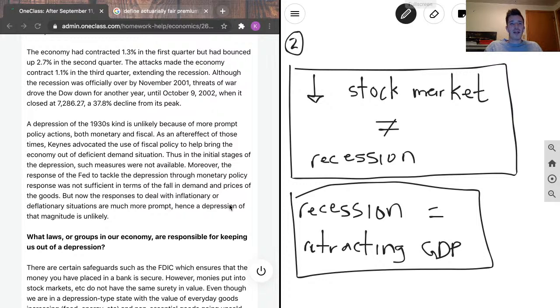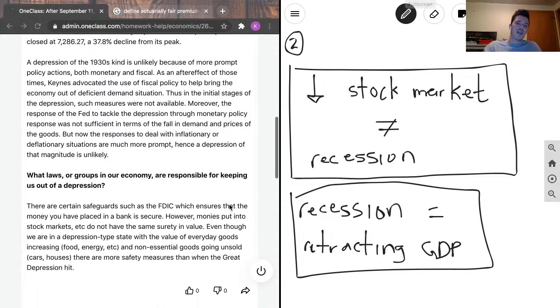The economy had contracted 1.3% in the first quarter, but it bounced up 2.7% in the second quarter. The attacks made the economy contract 1.1% in the third quarter, extending the recession. Although the recession was officially over by November of 2001, threats of war drove the Dow down for another year. The Dow is a stock market index in the United States, until October 9th, 2002, when it closed at 7,286.27, a 37.8% decline from its peak.